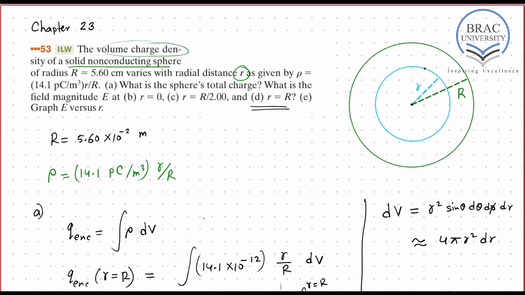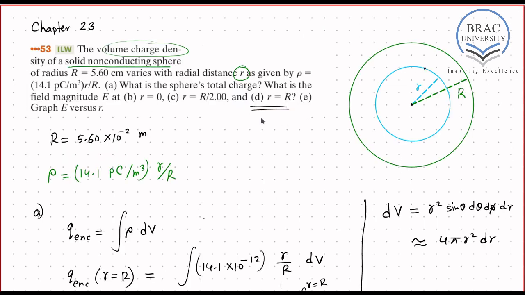Now lastly, what will be the electric field at r equals 0? Well, probably you can guess it, because this is like question B. If small r equals 0, then the net enclosed charge at r equals 0 will be 0, because there is nothing to enclose. Therefore, the electric field will be 0. So at small r equals 0, your electric field is basically 0.